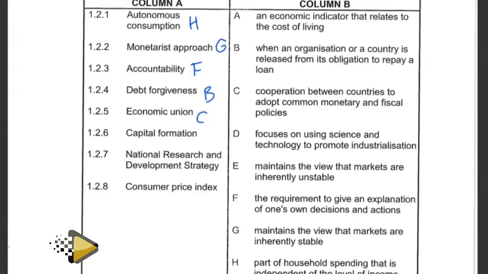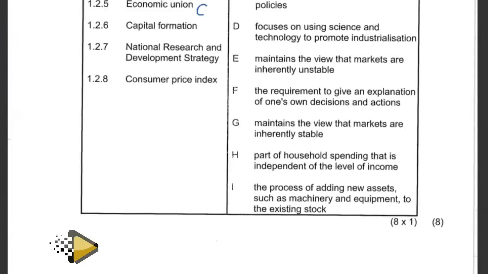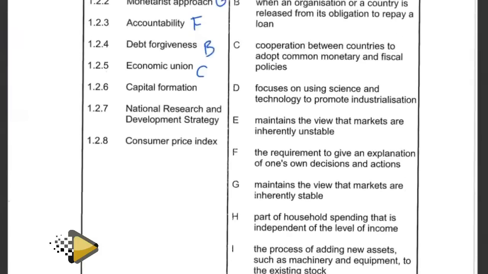The next question, we have 1.2.6, which reads as follows: capital formation. When you talk of capital formation, if you still remember under economics, this is nothing but an investment. So the appropriate answer for this question is going to be I, which reads the process of adding new assets such as machinery and equipment to an existing stock. Okay, right, grade 12s. Now let's move on to the next question.